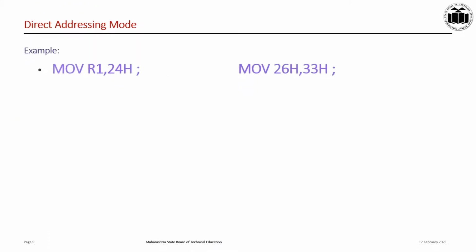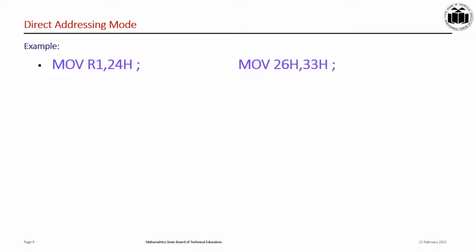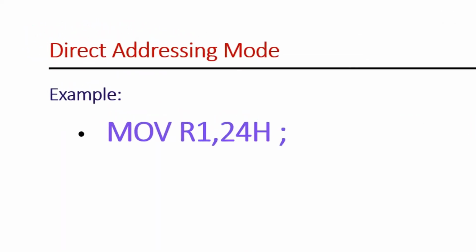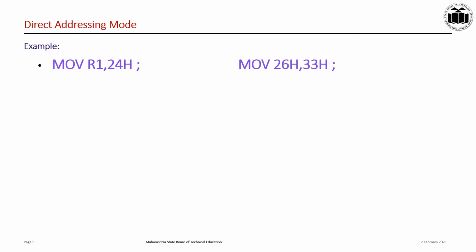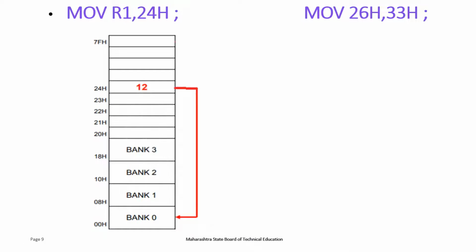Next example is MOV R1, 24H. Here, in this case, the destination is register R1 and the source is RAM location 24H. After the execution of this instruction, the content of memory location 24H will be copied to register R1.